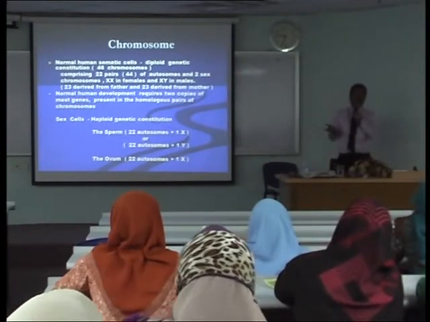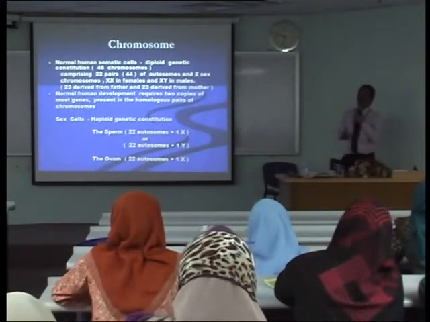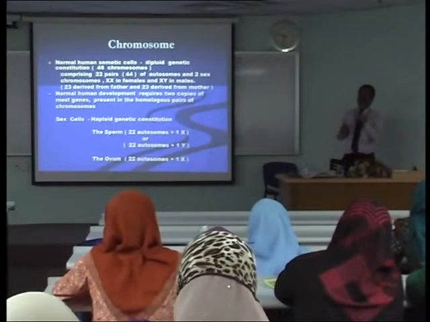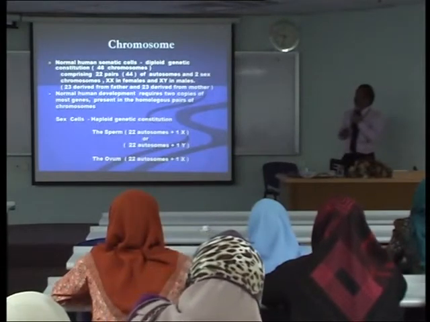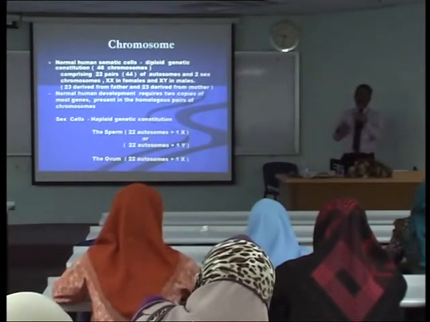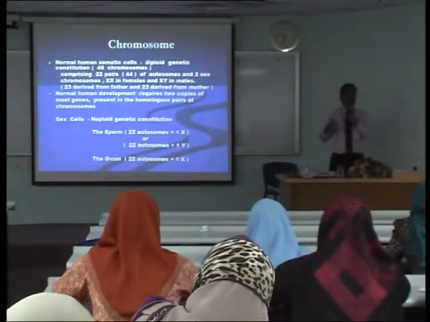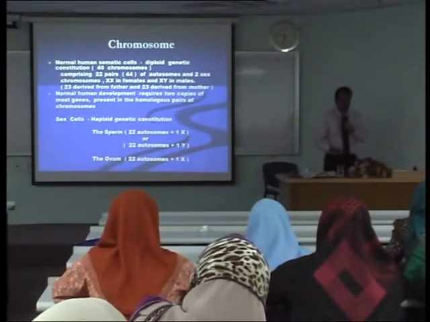Whereas the sex cells, that is the sperm and the ovum, will contain a haploid number. That means half, only half. Only 23 chromosomes will be present in the sperm and the ovum. So at the time of fertilization, this sperm and the ovum will unite, and then the 46 is restored, and that is how the zygote is formed.